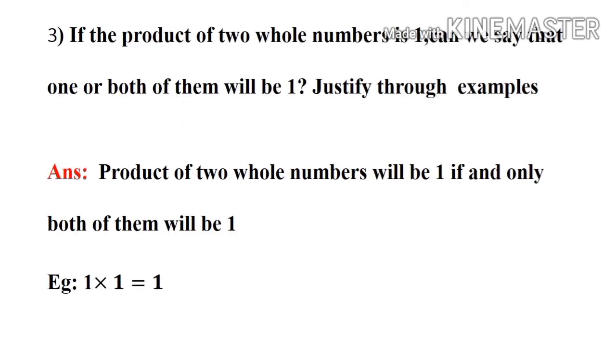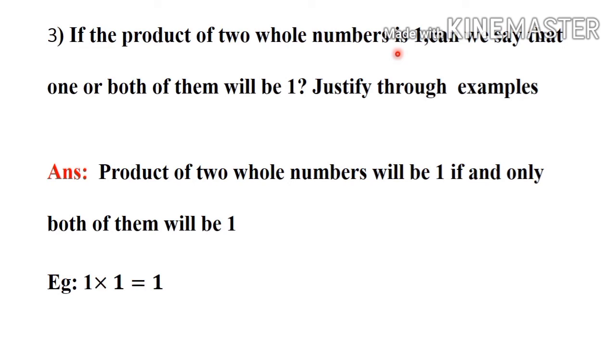Okay, the next one. If the product of two whole numbers is 1, product means multiplication of two whole numbers, can we say that one or both of them will be 1? The same thing. Here they are asking, when you multiply two whole numbers, you are getting the answer 1, and they are asking whether A can be 1 or B can be 1 or both 1. You want to justify. Here what will you say? If both numbers are 1, only then will we get the answer 1.